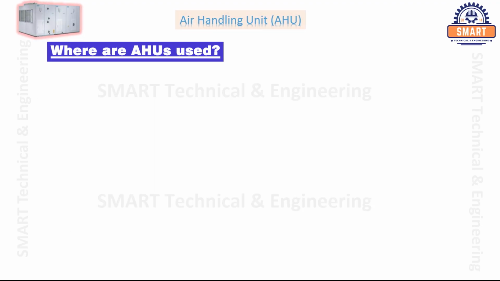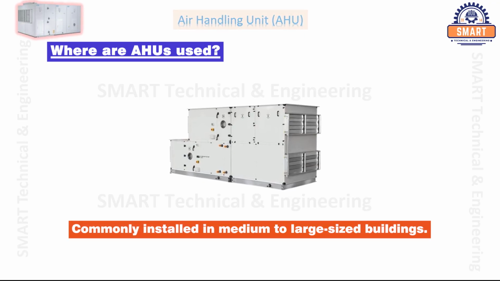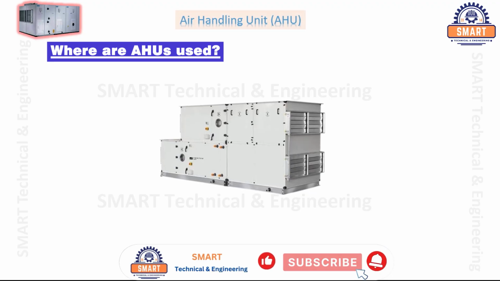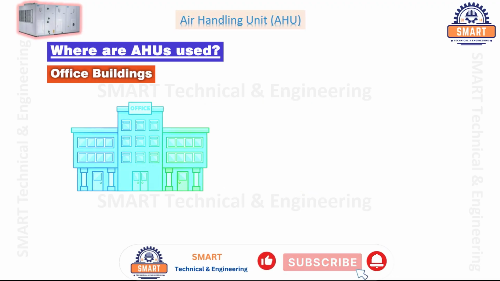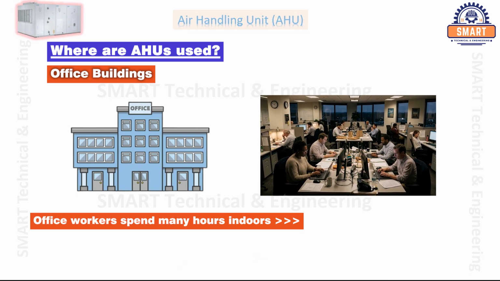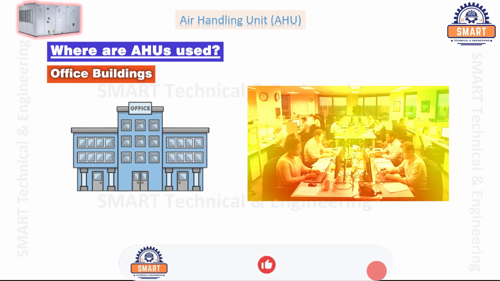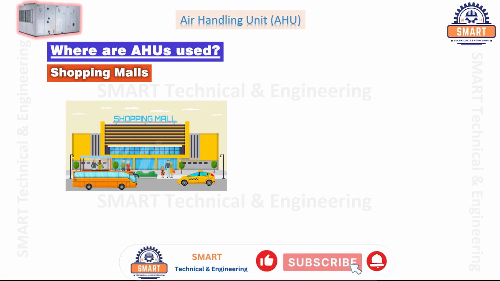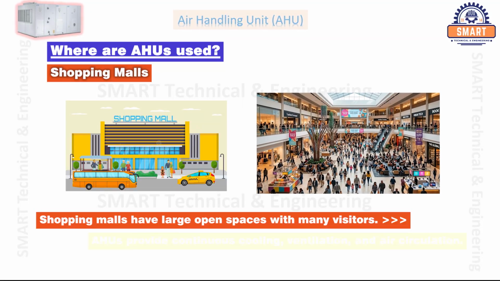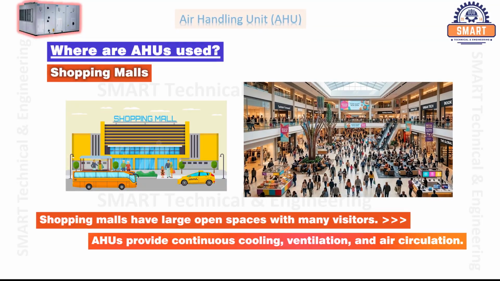Where are AHUs used? Because AHUs handle large volumes of air, they are commonly installed in medium to large-sized buildings. Some typical applications include office buildings. Office workers spend many hours indoors, so maintaining a comfortable temperature and good air quality is essential. Shopping malls. Shopping malls have large open spaces with many visitors. AHUs provide continuous cooling, ventilation, and air circulation.